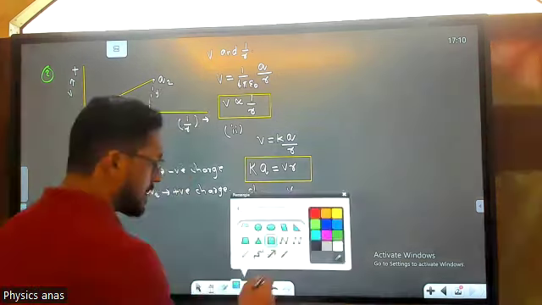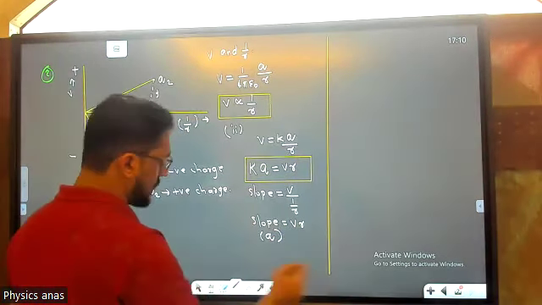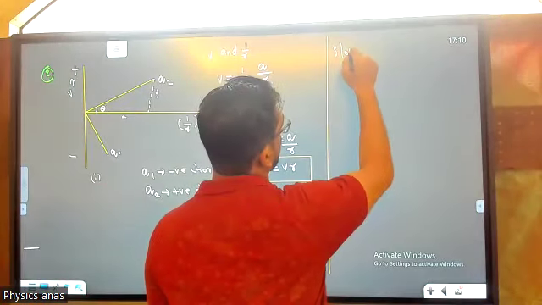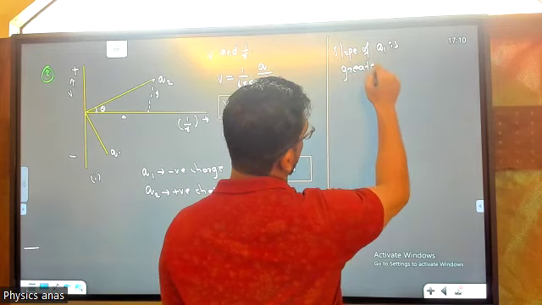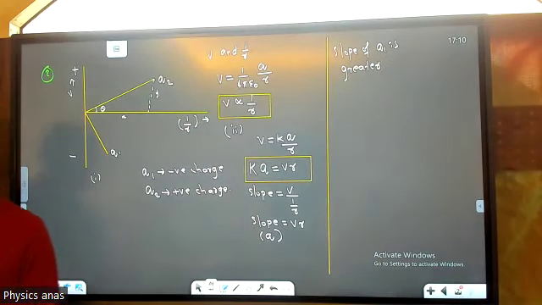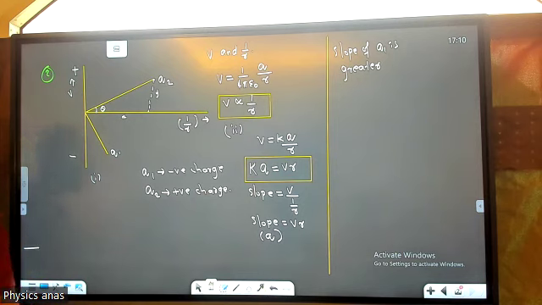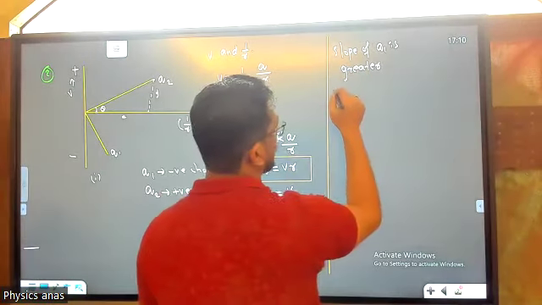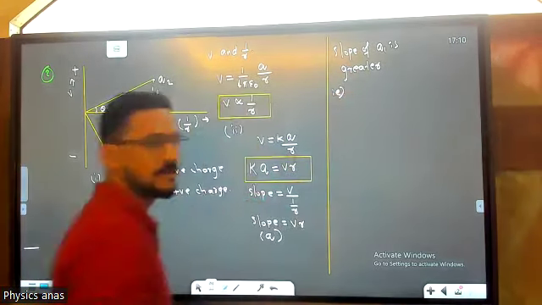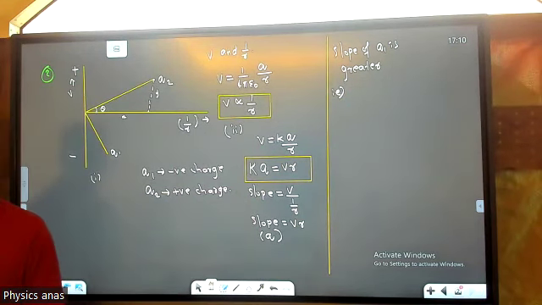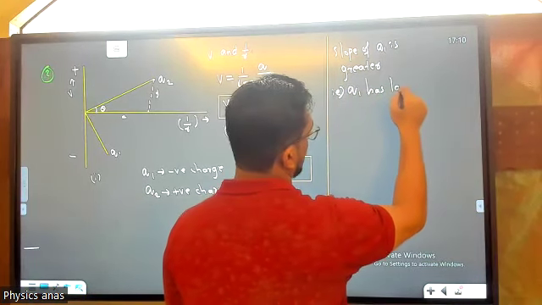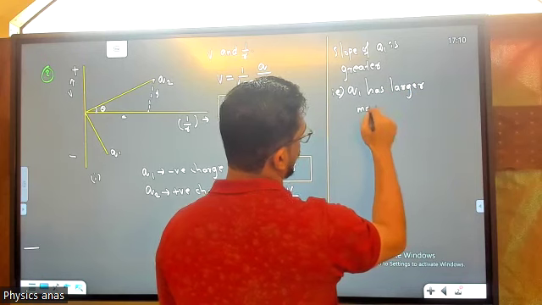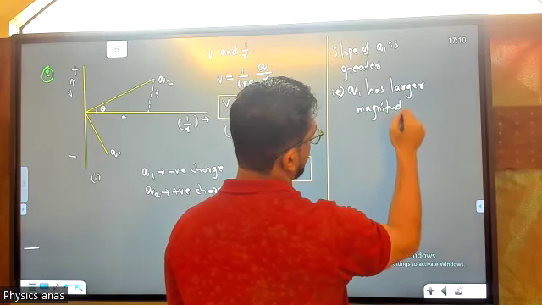That's the answer. Slope of Q1 is greater, right? Slope is equal to V by R, and for that charge, V by R is equal to charge. So the slope of Q1 is greater. That means Q1 has larger magnitude.